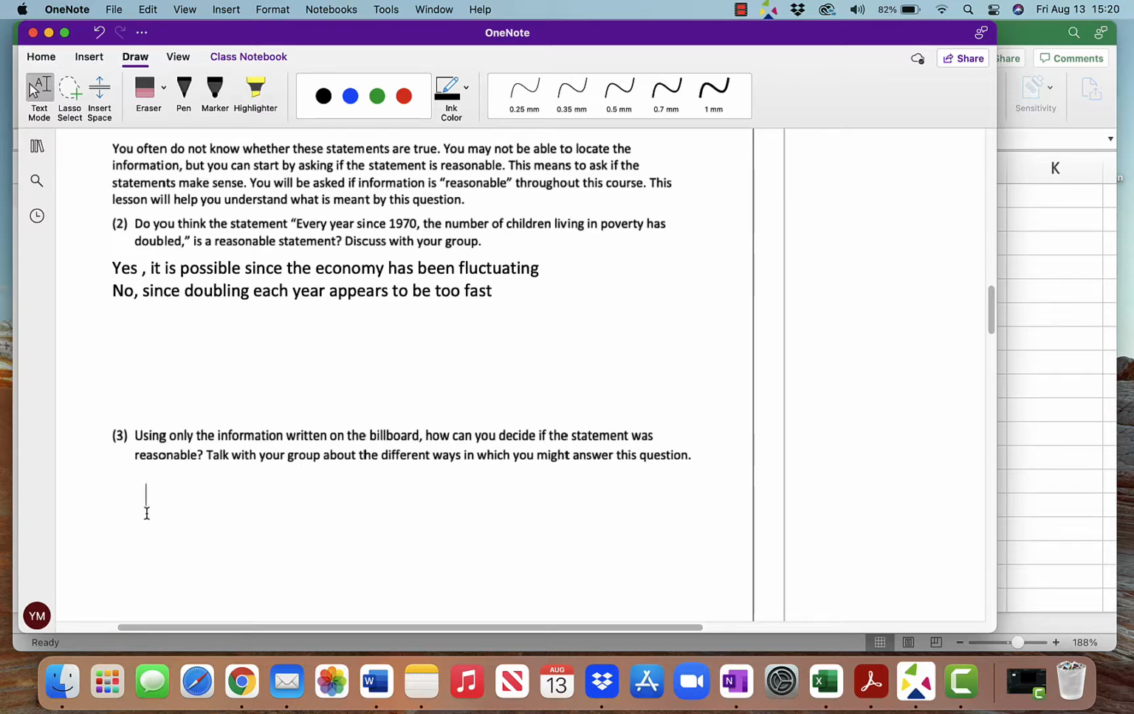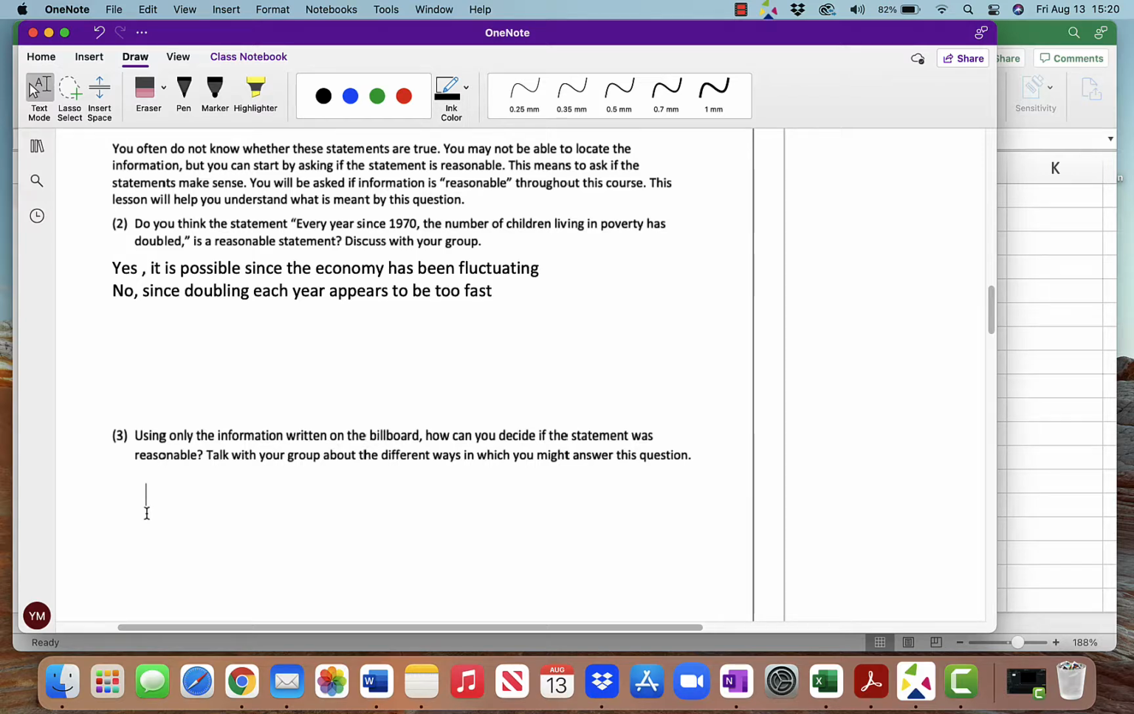So maybe one of you is thinking, well, perhaps I can look up the number of how many children were living in poverty in the year 1970 and then go from there. Well, yes, of course we can look it up, and that number is something, right? It can be thousands of children, hundreds of thousands of children, probably wouldn't say millions.